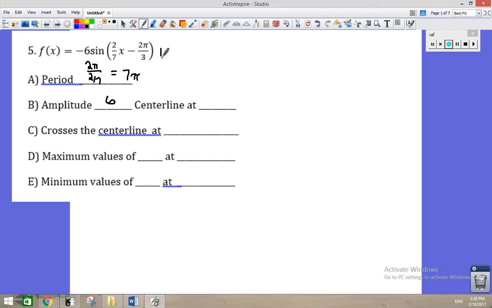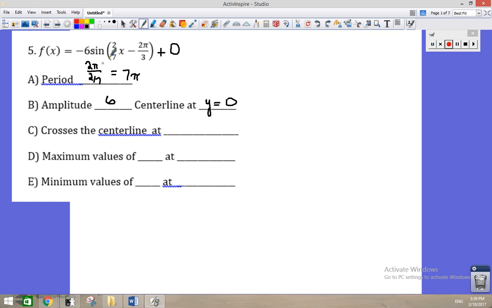The center line is the vertical shift. You're taking the output of the function, and are you lifting it up or pushing it down? Since this is plus 0, my center line, and it is a horizontal line, is y equals 0. Now, with this change in the period and subtracting, this is a shift to the right.